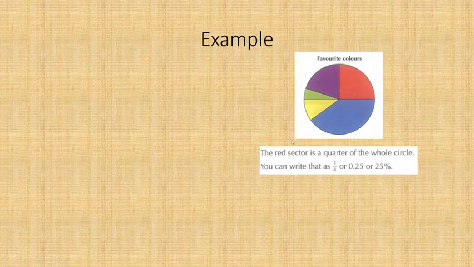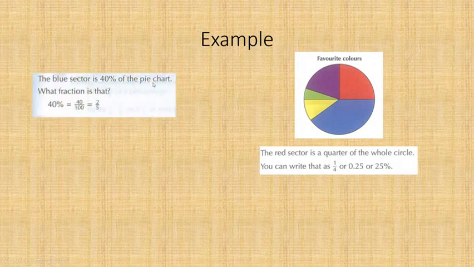Okay. So let's have another example. Here, this is the favorite color for a student. The red sector here is a quarter of the whole circle. You can write that as 1 over 4 or 0.25 or 25%. Okay, the blue sector is 40% of the pie chart. What fraction is that? To change a percentage into a fraction, you remove the percent symbol and just put it over 100 and then simplify. So 40 over 100, when you simplify it, is going to be 2 over 5.